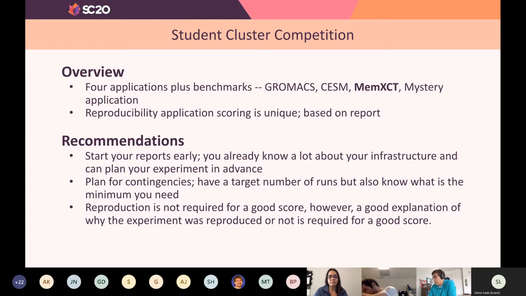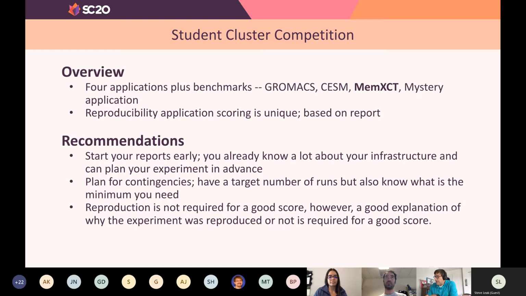Particularly in the case of this year, you'll have had the opportunity to be on the Azure cloud, to have experimented with a lot of the infrastructure, both software and hardware, and you can use that to really plan your experiments in advance and even start writing up some of the details of your particular choices.